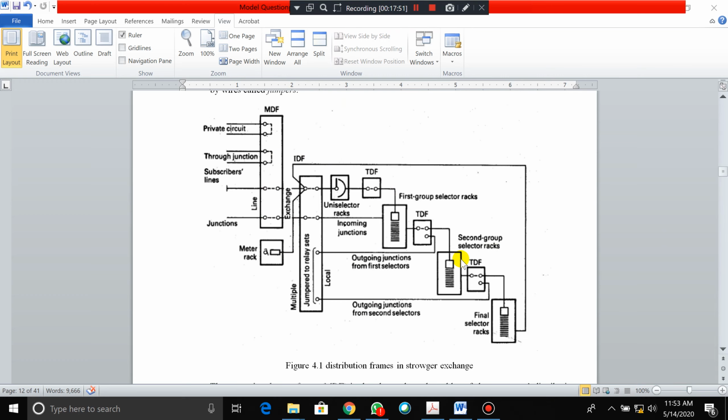Kindly copy this diagram. I'll give a few minutes. Try to practice it.